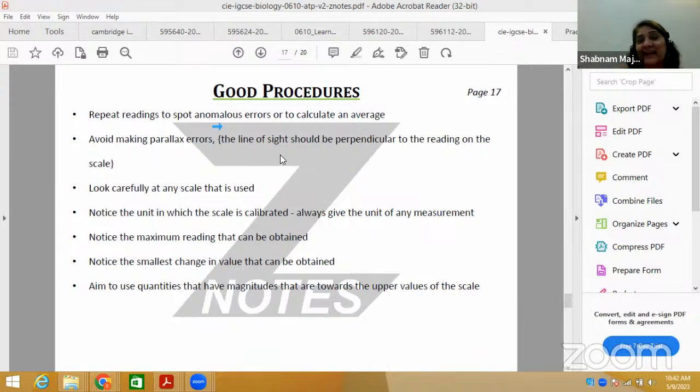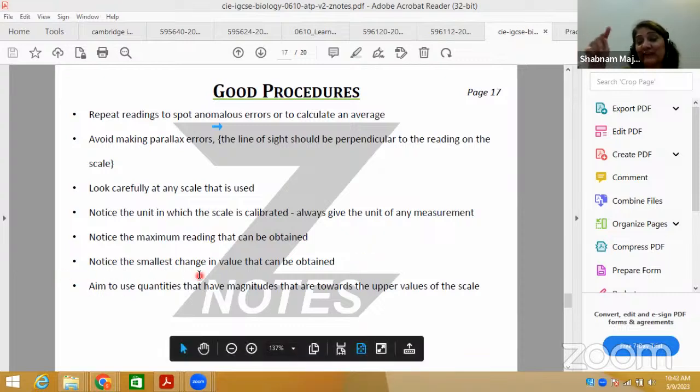Making parallax errors: the line of sight should be perpendicular to the reading on the scale. In chemistry you must have done this. Look carefully at any scale that is used. So all this that you have done, notice the unit in which the scale is calibrated, always give the unit of any measurement. Notice the maximum reading that can be obtained. Notice the smallest change in value that can be obtained. Aim to use quantities that have magnitudes towards the upper values of the scale. So that depends. All this is very important.